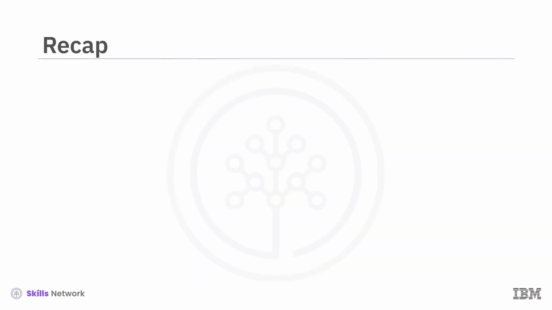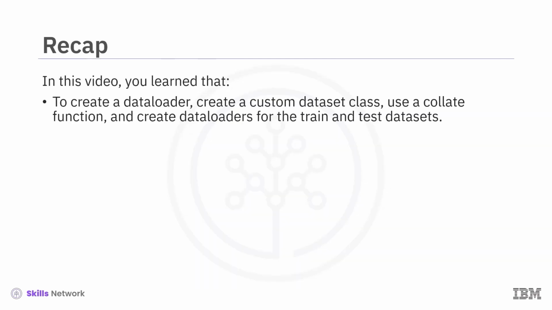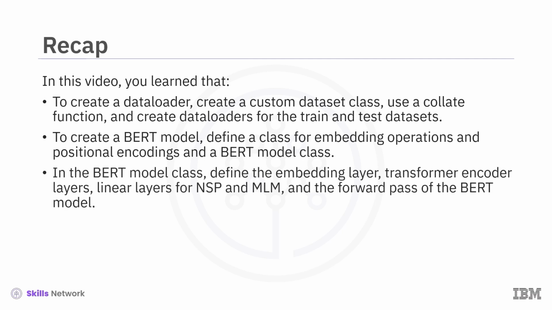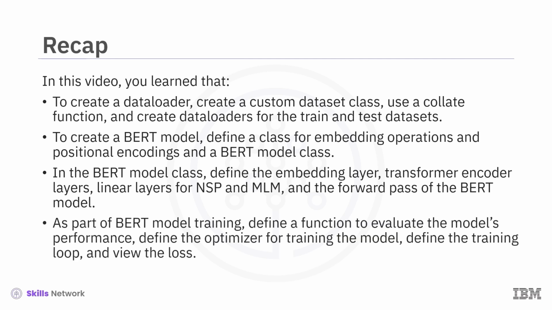Let's now recap what you learned. In this video, you learned that to create a data loader, you will create a custom dataset class to load data from a CSV file into a PyTorch dataset. Use a collate function and create corresponding data loaders for the train and test datasets. To create a BERT model, you'll define a class for embedding operations and positional encodings, and a BERT model class, both subclasses of torch.nn.Module. In the BERT model class, you will define the embedding layer, transformer encoder layers, linear layers for NSP and MLM, and the forward pass of the BERT model. As part of BERT model training, you'll define a function to evaluate the BERT model's performance, define the optimizer for training the BERT model, define the training loop, and view the loss.